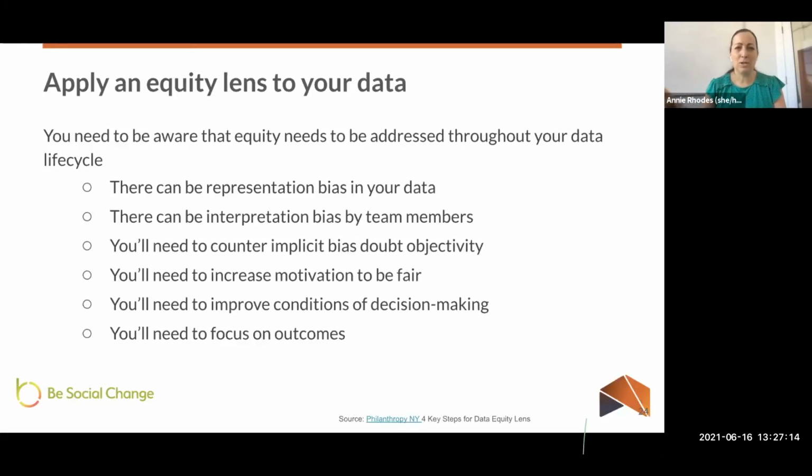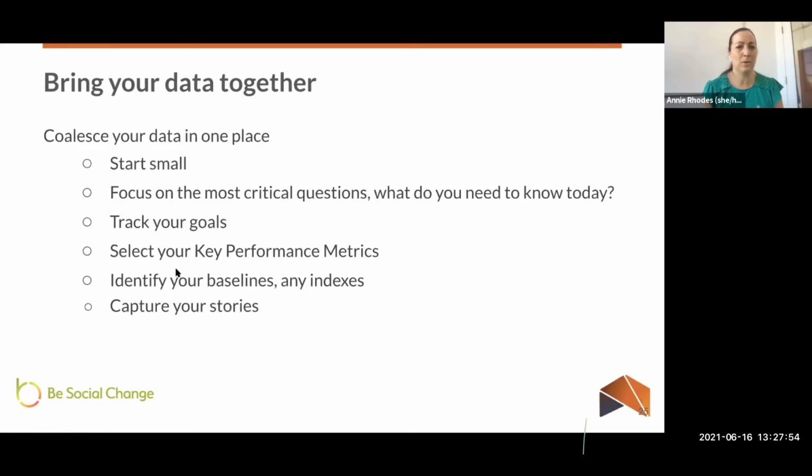So when asking your community specific data, make sure that you're pulling any representation bias out of that data, that you're extracting any interpretation bias by team members. This is incredibly important to make sure that the communities that you're working to solve and all communities are represented in your data. The more you focus on outcomes and really refining your outcomes, it really helps you take that equity lens to your data. So I wanted to make sure we mentioned that.